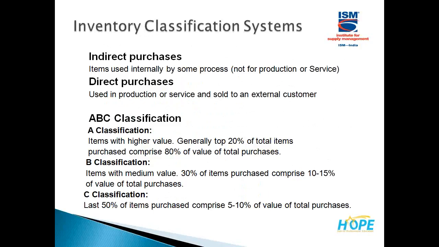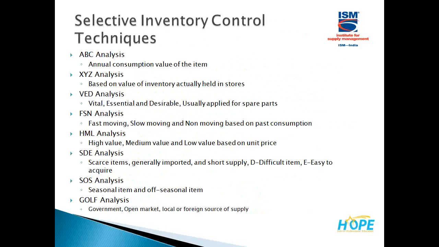We can classify the inventory in two different ways. One is indirect purchase and direct purchase. Indirect purchases are items used internally by some process, and direct purchases are used for production or service and sold to external customers. ABC classification is very commonly used, on the basis of Pareto analysis, the 80-20 rule. A lot of inventory control techniques are there which we can use. We can use ABC analysis on the basis of annual consumption, XYZ analysis based on the value of inventory actually held in stores, VED analysis, FSN analysis. Using these techniques, we can control our inventory accordingly.